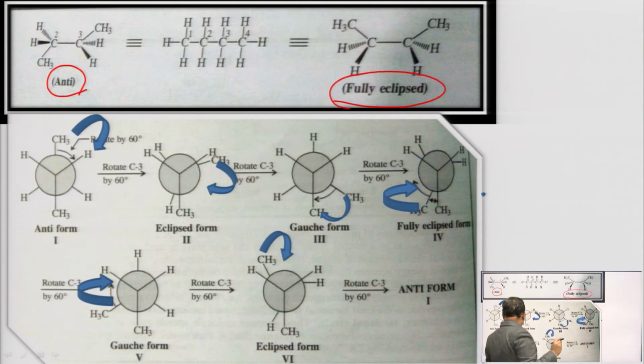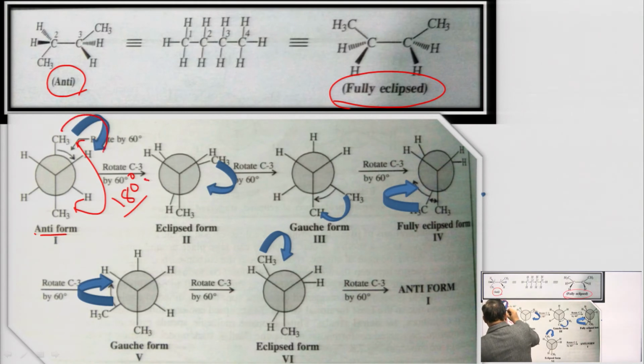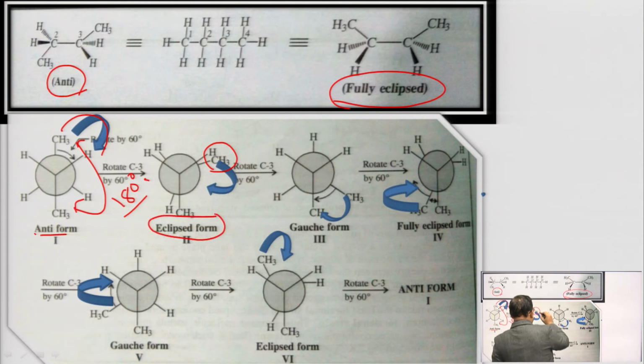Students, try to understand this. In the anti form, the 2 methyl groups are far apart, at 180 degree separation from each other. Now I am rotating this rear carbon and the methyl is rotated like this. Now this hydrogen and methyl are coming in proximity with each other. This form is called eclipsed. If I rotate this methyl further, it acquires this conformation, and the dihedral angle between these 2 methyl groups is 60 degree, and we call it the Gauche form.